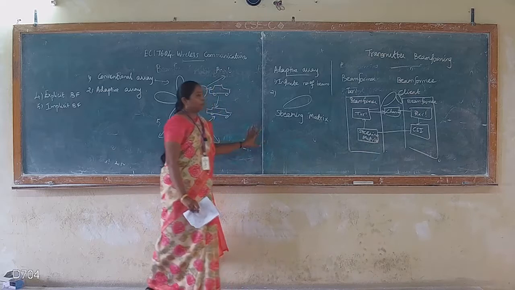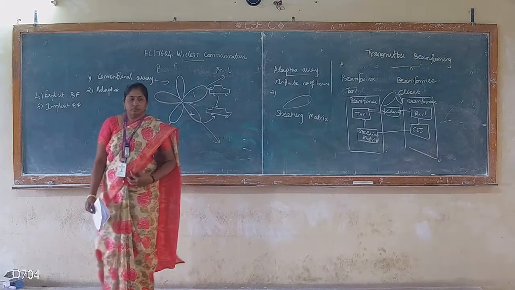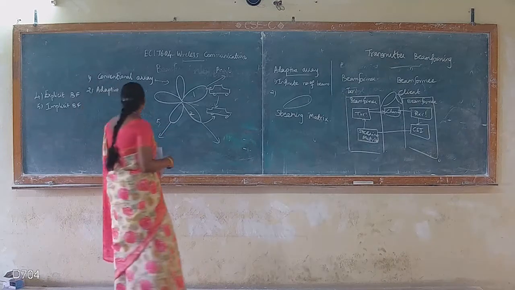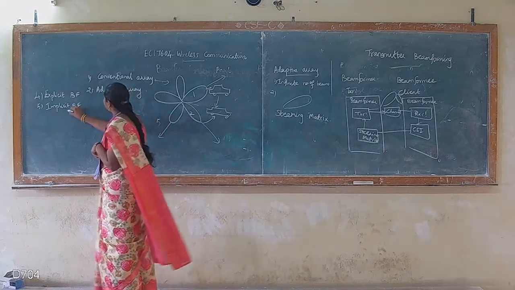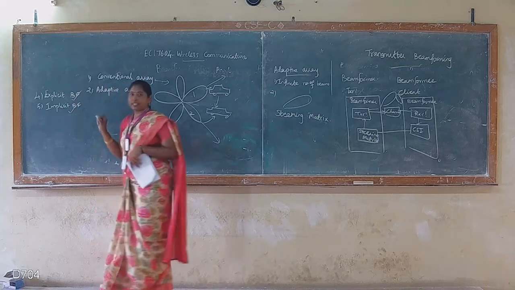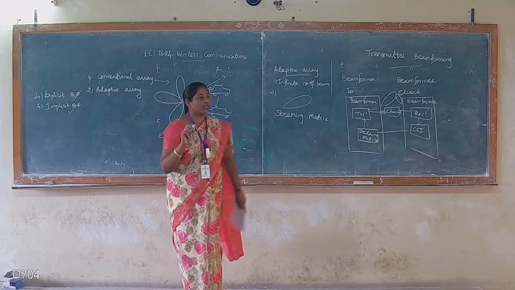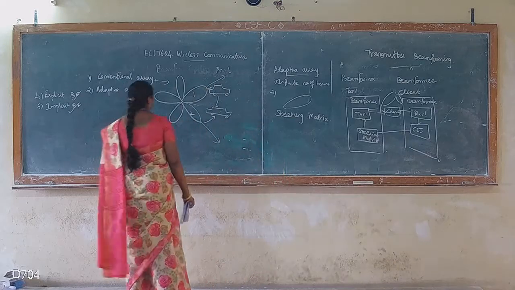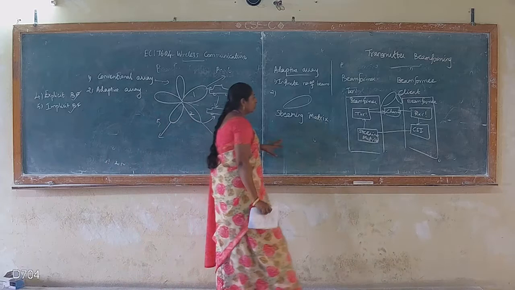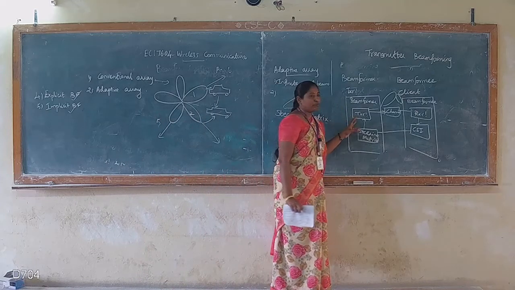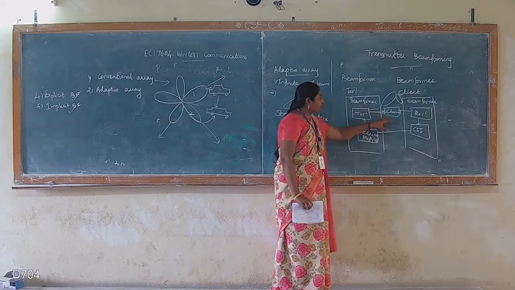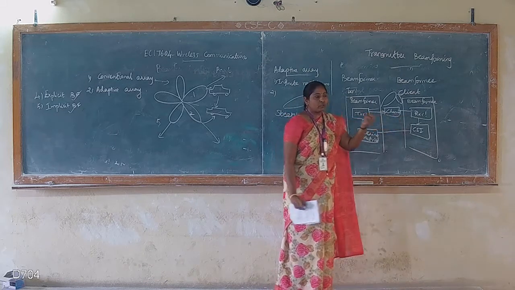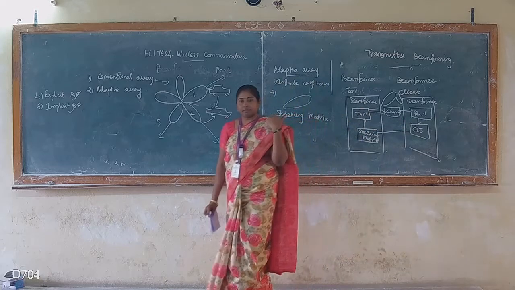So how to implement transmitter beamforming? We are using two techniques: one is implicit beamforming and another one is explicit beamforming. What is the difference between implicit and explicit? In implicit beamforming, the transmitter transmits some training sequence, and it expects some sounding packet from the receiver.